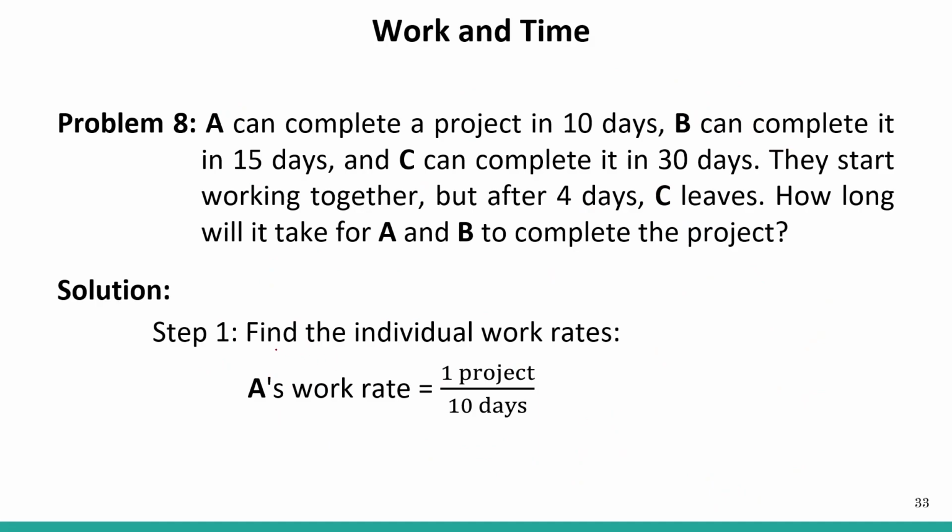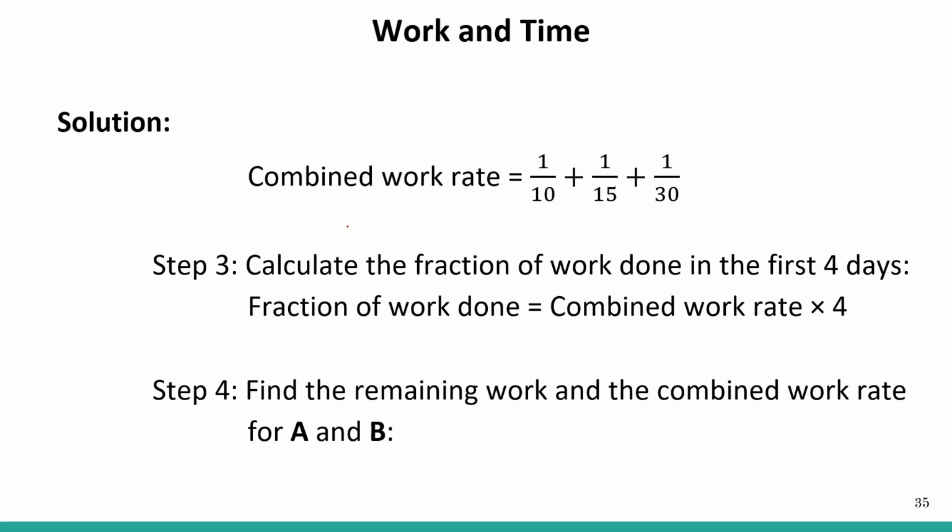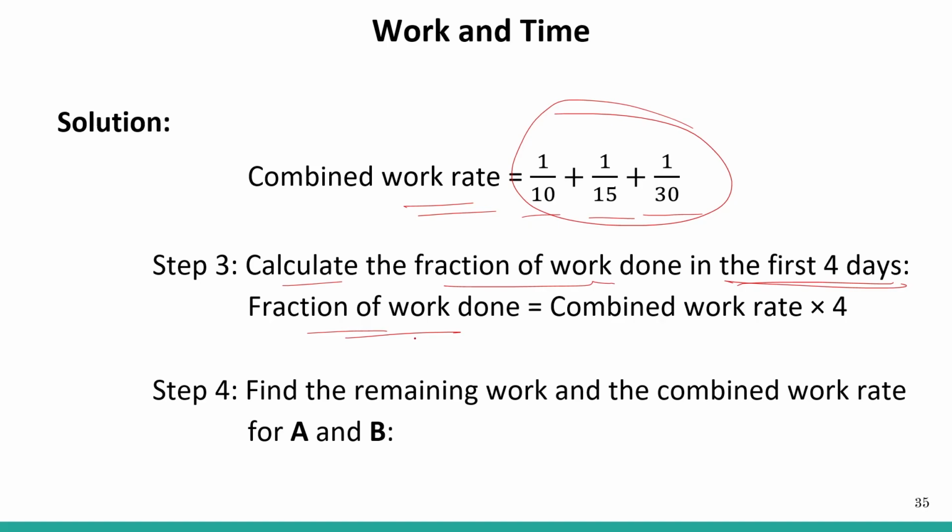So in step 1, we found the individual work rates. A's work rate is equal to 1 by 10, B's work rate is 1 by 15 and C's work rate is 1 by 30. So the combined work rate will be 1 by 10 plus 1 by 15 plus 1 by 30, right? Then we calculate the fraction of work done in the first 4 days. The fraction of work done will be the combined work rate into 4.